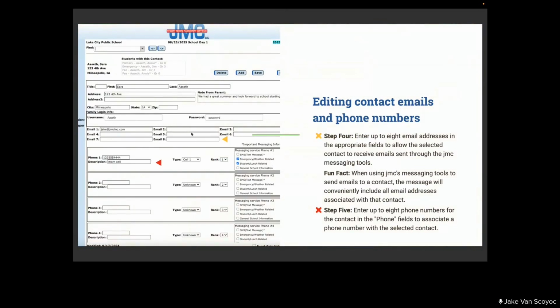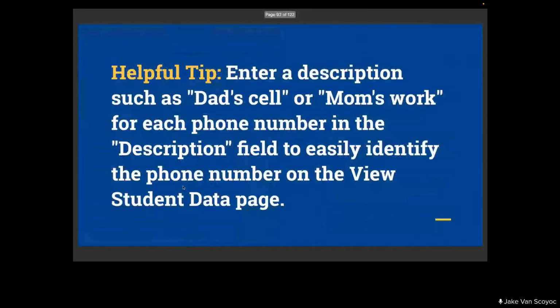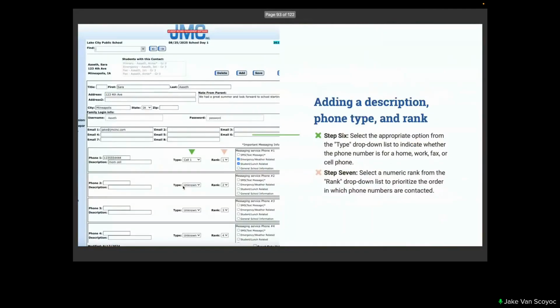Step 4, you can enter up to 8 email addresses. Step 5, you can enter up to 8 phone numbers. I know I'm going quickly because I kind of went over this already. Enter a description such as dad's cell or mom's work for each phone number in the description field to easily identify the phone number on the view student data page. And I'll talk about that in just a moment here.